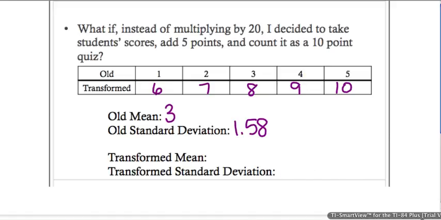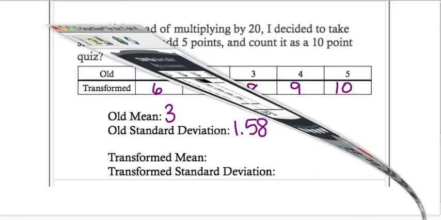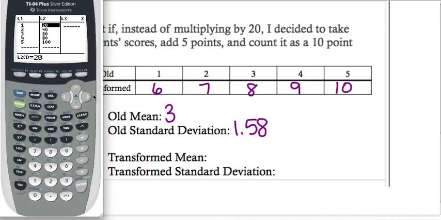Okay, let's test and see if your prediction was correct. I'm going to grab my calculator, and now I'm going to go over to list 3 and enter these new scores. 6, 7, 8, 9, 10. If you missed that, you're just going to go to Stat, Edit, over to list 3, and enter those new 5 scores.